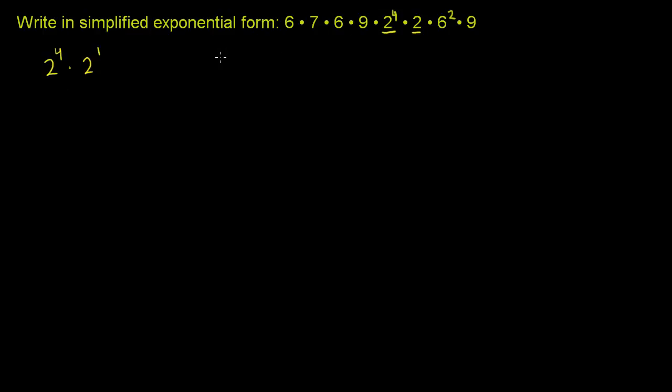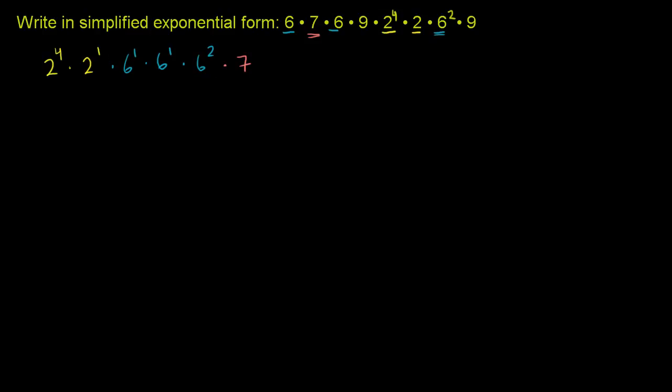The next largest number, or the next largest base, is the 6's. We have a 6 right there. So times, I'll write it as 6 to the first, times another 6 to the first right there. And then we have a 6 squared over here. So times 6 squared. I'm really just rearranging this product out here. Then the next largest one, we have a 7. We only have one 7 there, so we'll just write times 7.